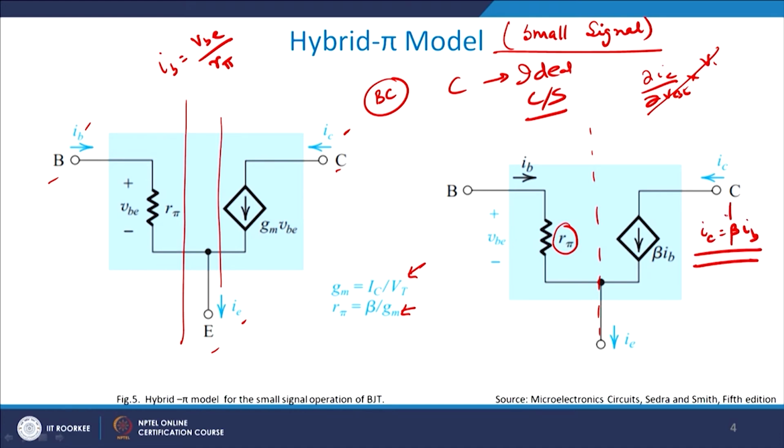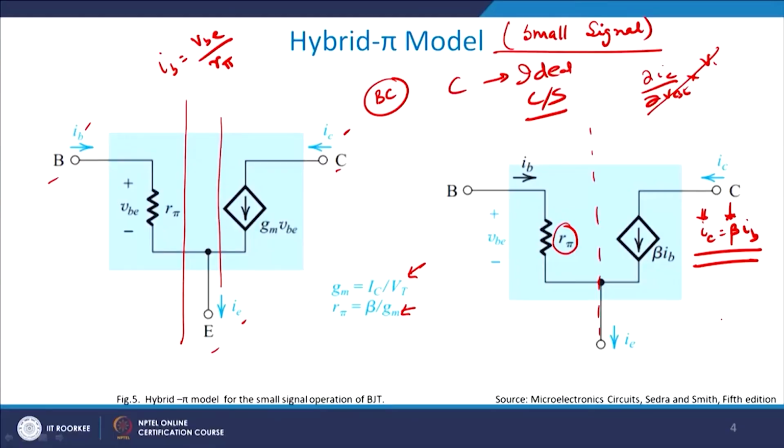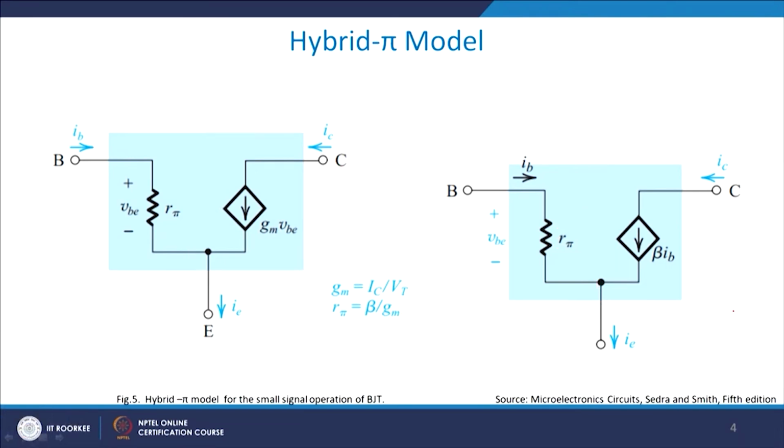So if you have a large value of IB, I will get a large value of IC, and I can therefore have a constant current source towards the collector side. Therefore, this model will give you, in the very first instance, the input impedance and output impedance of the device. So if you look at a BJT, the output impedance is Z out.